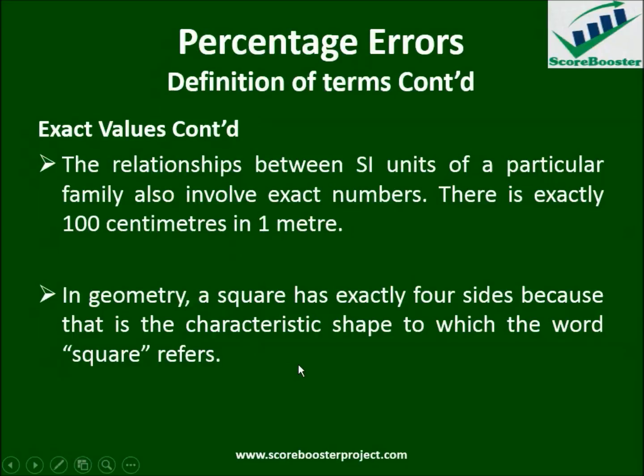Also in geometry, a square has exactly 4 sides because that is the characteristic shape to which the word square refers. So a square has been defined to be a shape that has 4 sides, and that is the characteristic of the shape square. So it's not approximately 4 sides, but exactly 4 sides. So any shape with exactly 4 sides is a square.